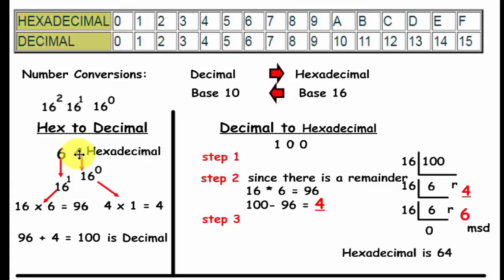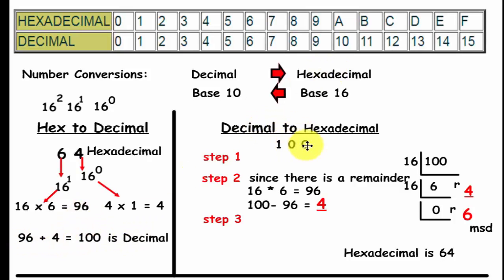Very quickly again, 64, the first number, you're going to have it go to the power of 0. So in this case, 4 times 1 equals 4. The second number, 6, is going to go to the power of 1. So it'll be 16 times 6, which is 96. Add those two numbers together. Okay, remember the number is 100 because we want to use the same numbers.